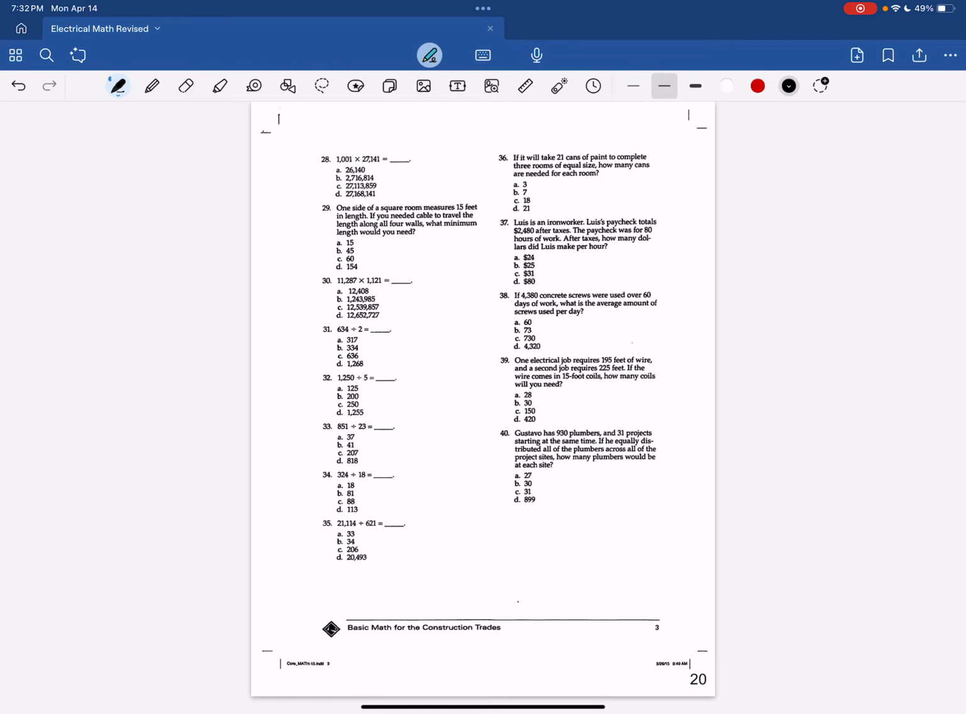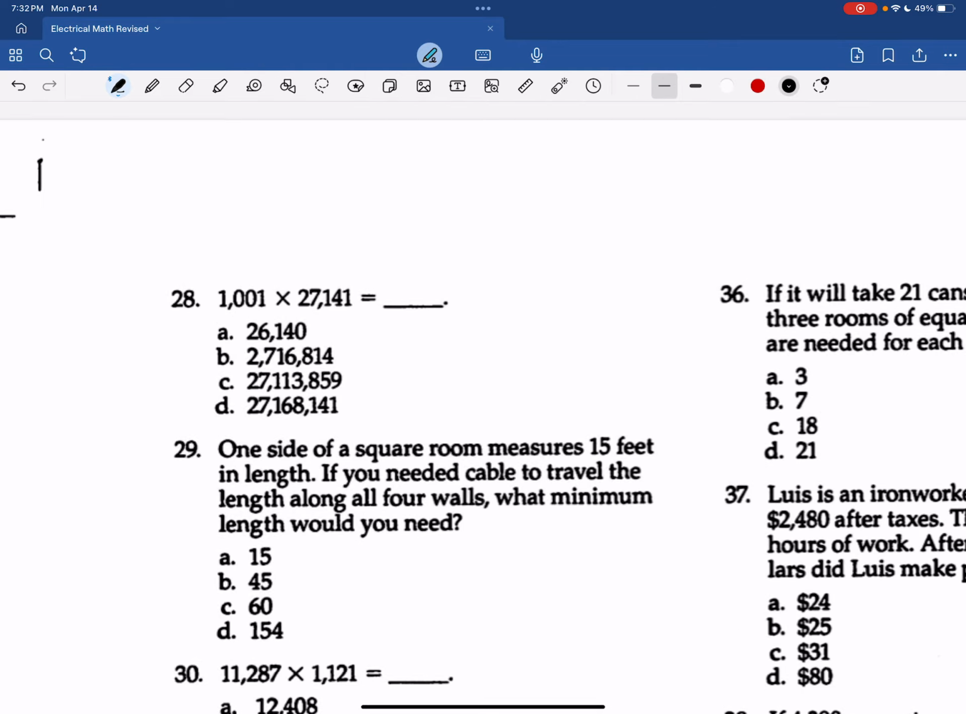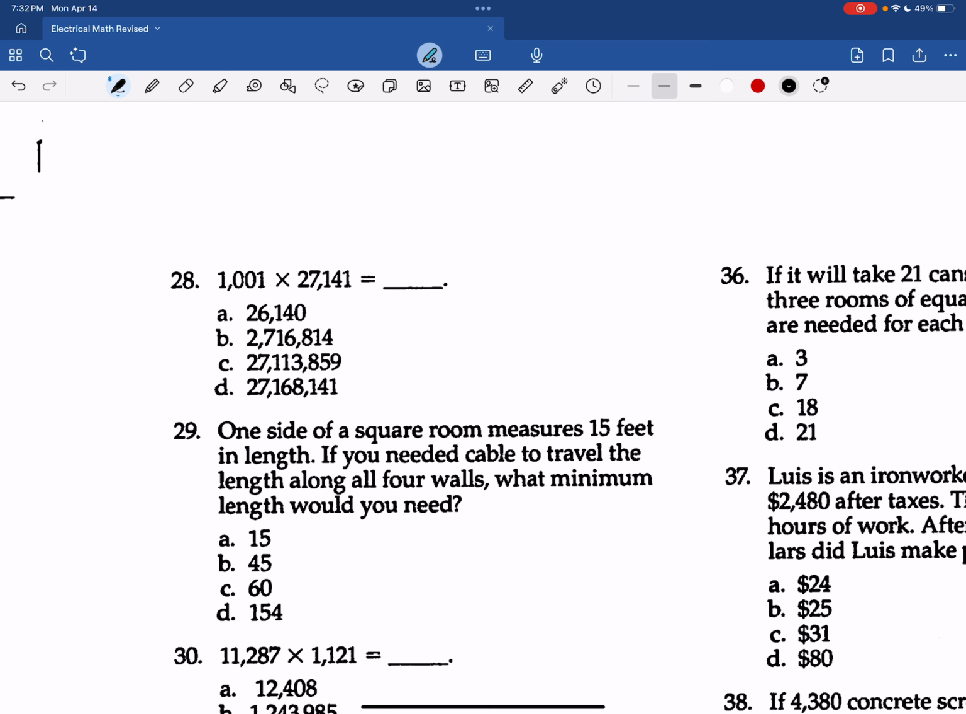Page 20. This is a pretty wicked multiplication problem. So I'm going to need a lot of space on this page, I suspect.